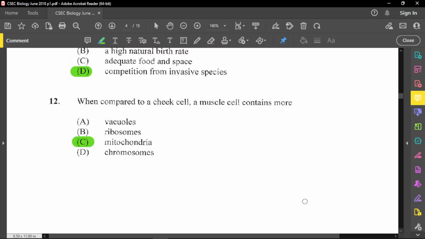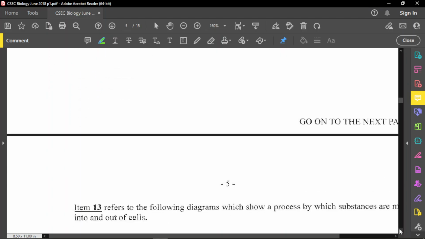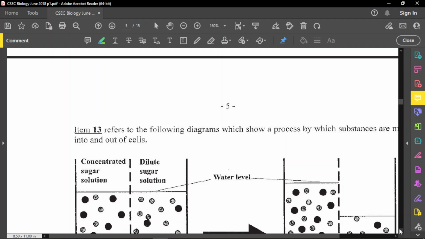Number 12 is, when compared to a cheek cell, a muscle cell contains more what? And that is mitochondria, because muscle cells work more and so therefore they need more energy, and hence C is correct. Again, this is a repeat question. This paper is loaded with repeats.